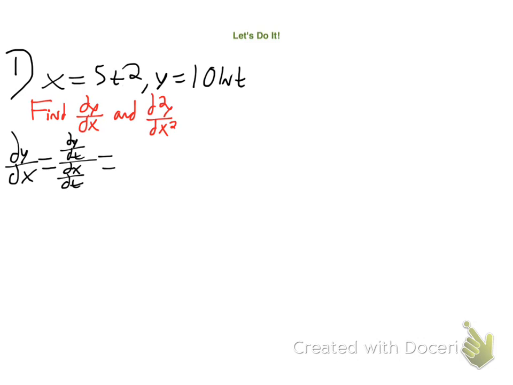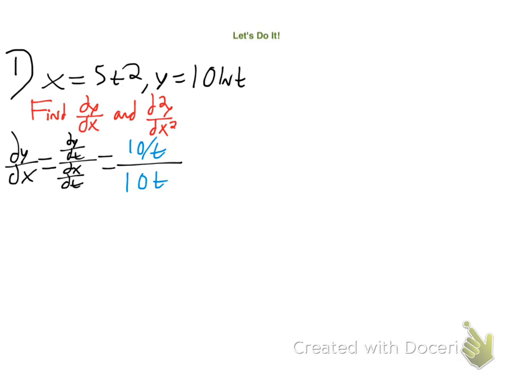So this is y equals 10 natural log of t, right? So we want to find dy dt, so the derivative of that. That's 10 over t, we know that. That's simple, right? But then we have x also here. So we want to find the derivative of x with respect to t, right? So that's simple. That's just 10t.